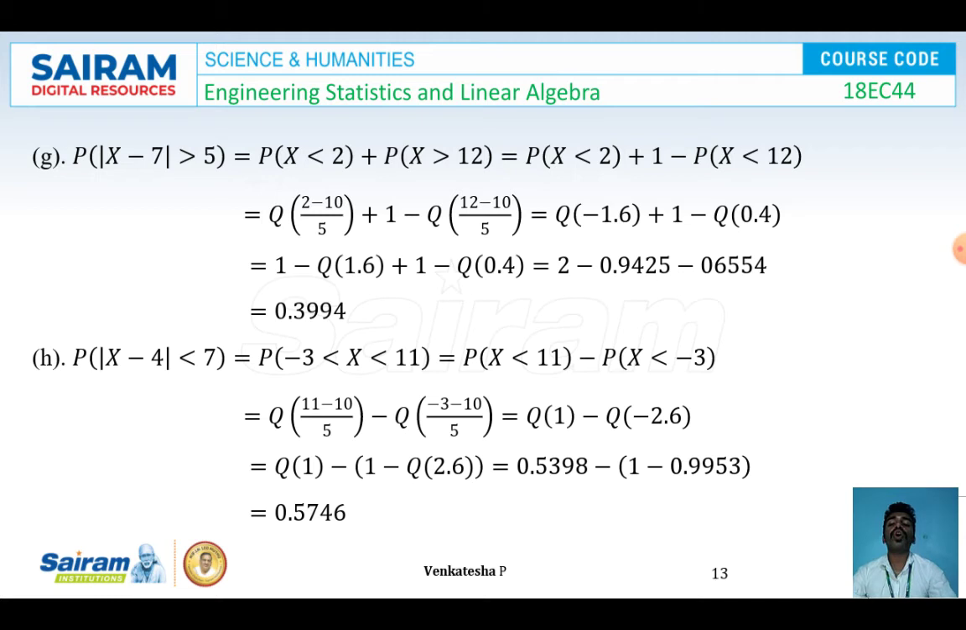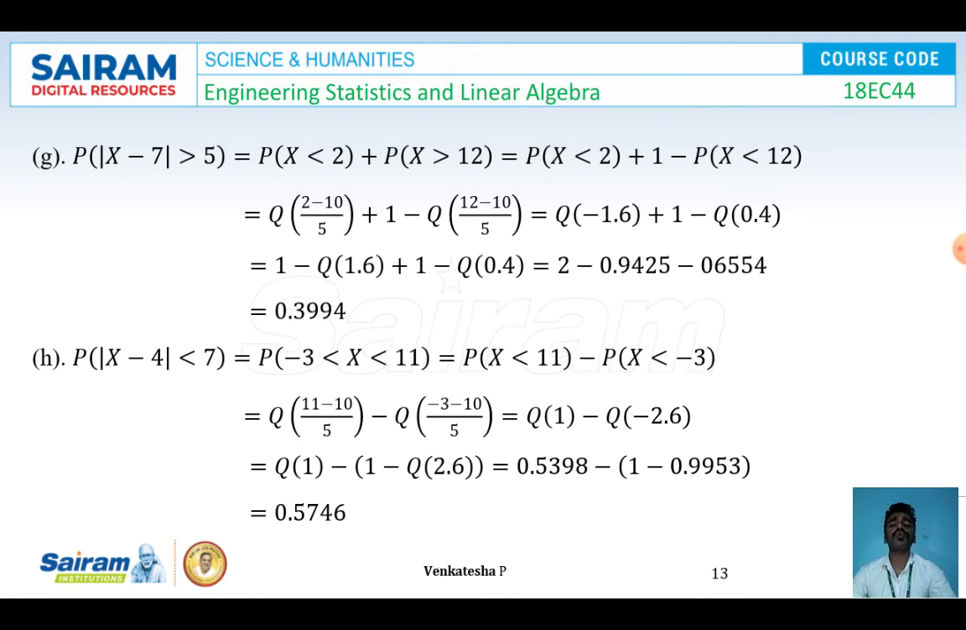So it will be equal to what? Q of (2 − 10)/5 plus 1 minus Q of (12 − 10)/5. It will be equal to Q of −1.6 plus 1 minus Q of 0.4. So converting Q of −1.6 as 1 minus Q of 1.6 as a positive argument, I got the expression 1 minus Q of 1.6 plus 1 minus Q of 0.4.